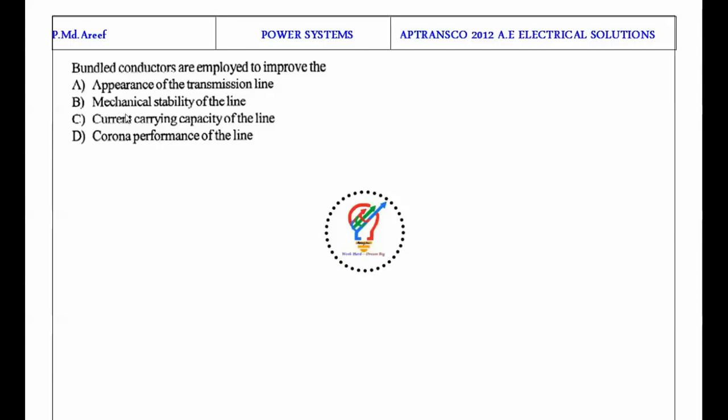So bundle conductors are employed to improve the corona performance of the line. So how can we improve the corona performance? The potential gradient G is inversely proportional to the radius of the conductor. If the radius of the conductor is very small, the voltage gradient increases. Corona losses are proportional to (V phase minus V gradient) whole square. So if the voltage gradient increases, the total overall corona losses will decrease. Based on that, we can say the corona performance of the line increases, or corona losses decrease, if we use bundle conductors.